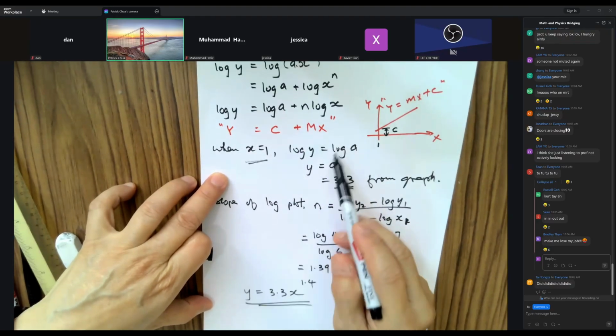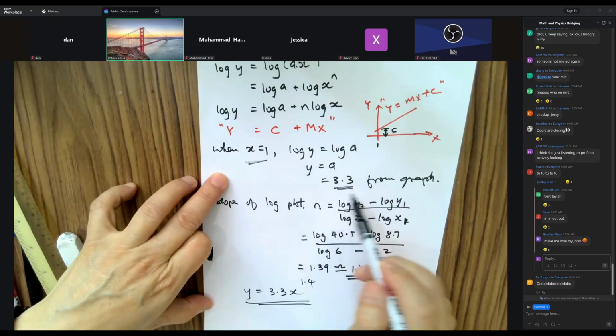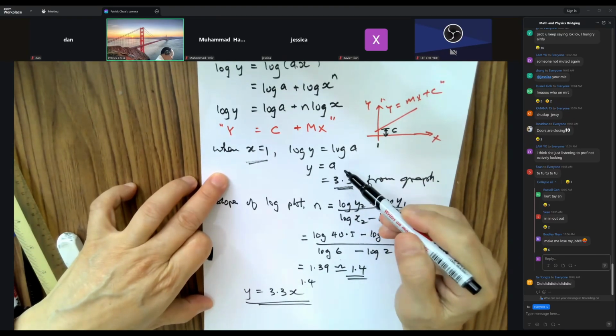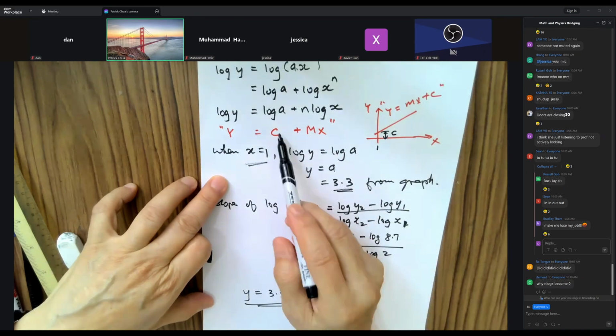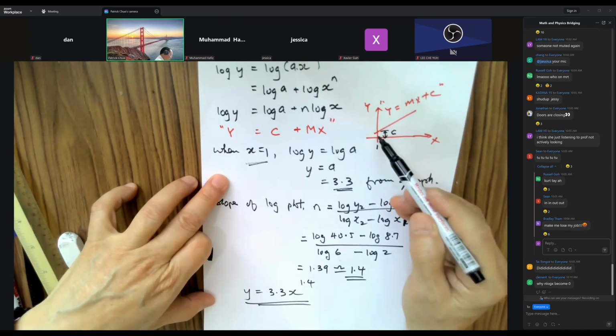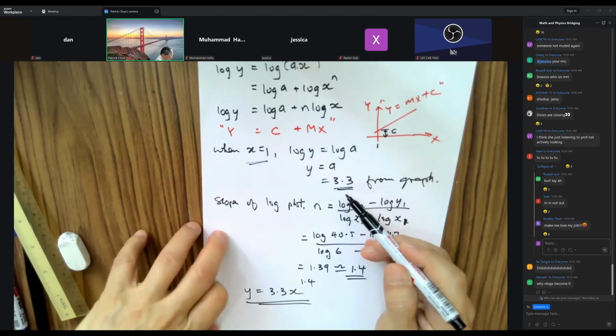Therefore, now remove the log on both sides. Y is equal to a, 3.3. Your y value becomes your a value. So a is your c, your intercept value, which in this case, from your log graph paper, is 3.3.